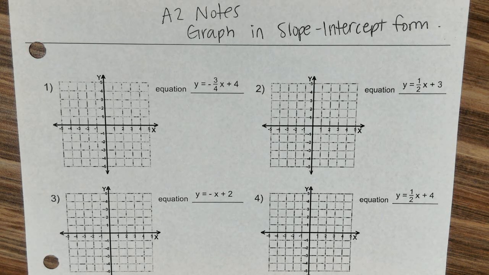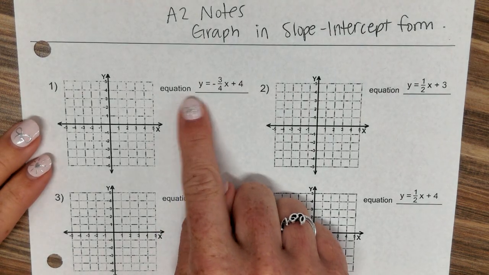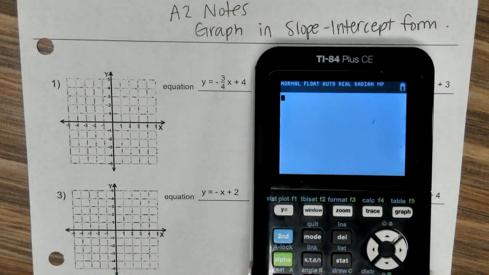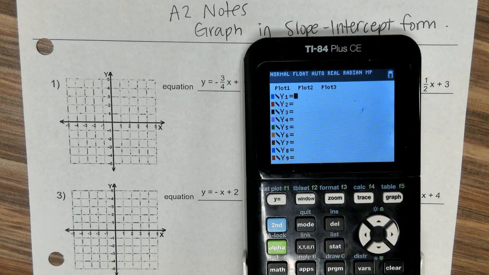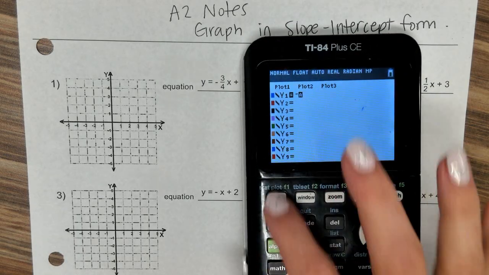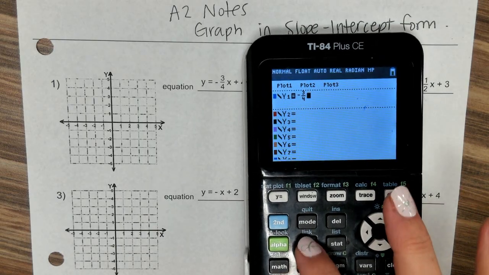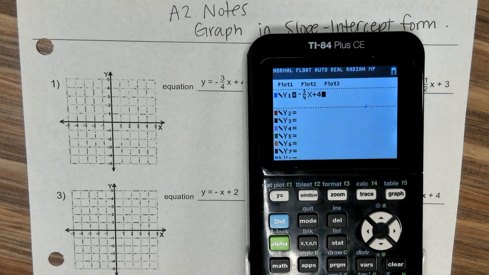Yesterday I taught you how to graph a linear equation using your calculator and making a table. So I am going to show you that one more time. Okay, so if everybody would go to your calculator and type in y equals negative, and then alpha y equals 3/4, tab out, x plus 4.